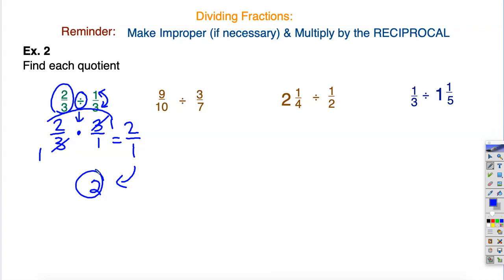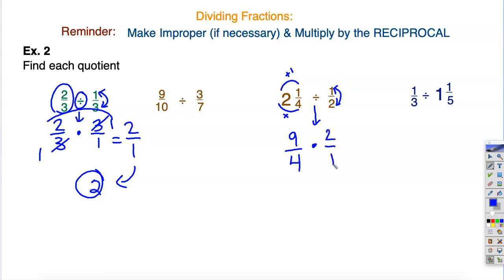So you don't ever want to divide mixed numbers. You always want to turn those into a fraction before you do anything. So 4 times 2 is 8 plus 1. So 8 plus 1 is 9. So 2 and 1/4 is the same thing as 9/4. And again, we're going to change this to multiplication. And then we're going to flip, or take the reciprocal of, our second number.